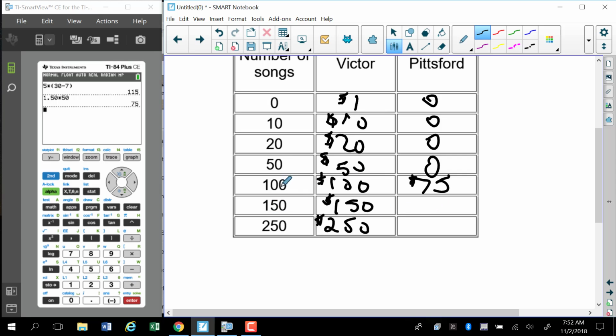Over here, the first 50 were free, so you're only paying for 100 more songs. So this is $150. And this one you're paying for 200 songs, and 200 times $1.50 is going to be 300 bucks. So basically what it's saying is, if you're not going to get many songs, it'd be okay to use Pittsford. If you're going to get a bunch of songs, you'll notice eventually, even though Pittsford gives you a bunch for free, in the long run, Victor is going to be cheaper if you put a lot of songs on your device.